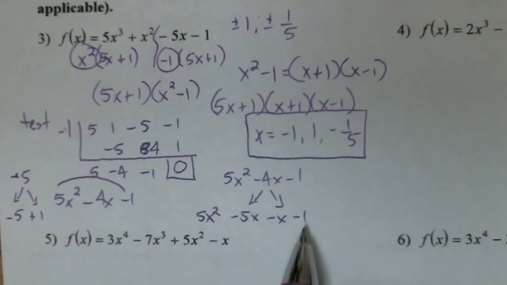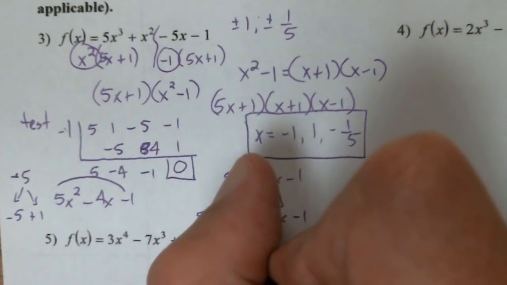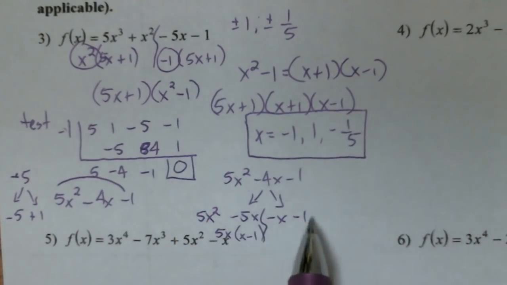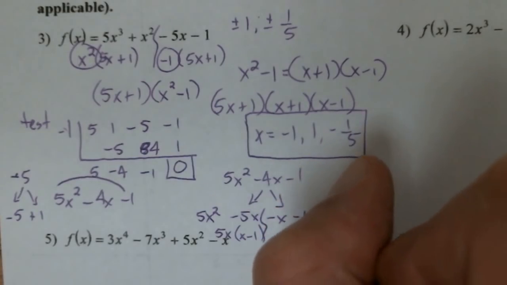Bring down the 5x squared, bring down the negative 1. Now I can draw my curtain, and now I can group. I can pull out a 5x, and that's going to leave me with x minus 1. Here, all I can do is pull out a negative 1, and that's going to leave me with x minus 1.